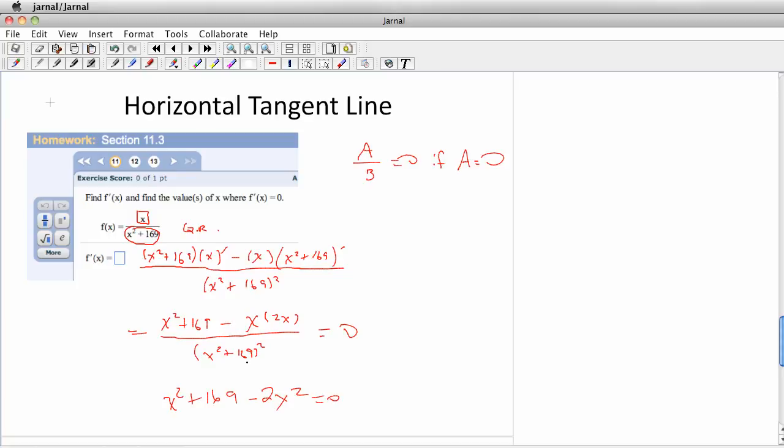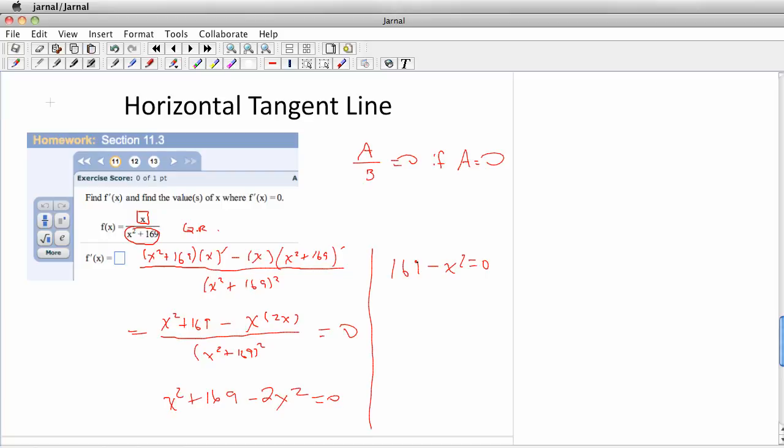So even though there's a fraction in the answer here, it doesn't really make the algebra hard, because since we're trying to find where the fraction is 0, we're really just trying to find out where the numerator is 0. So I'll just do that over here. I have x squared minus 2x squared, so that means I have 169 minus x squared equal to 0.